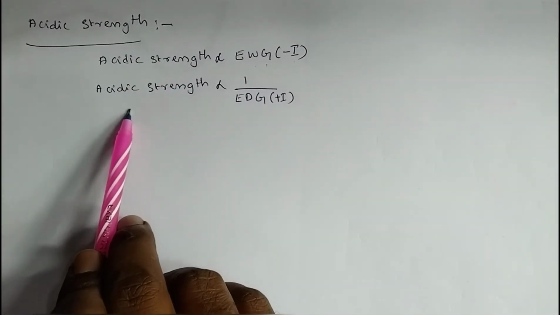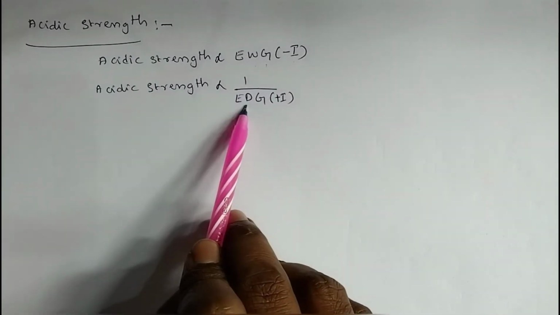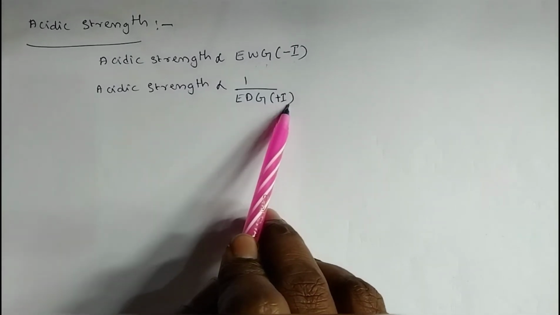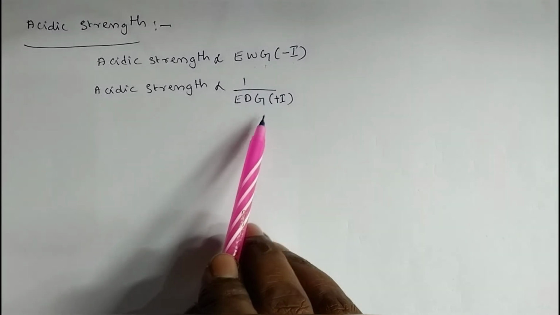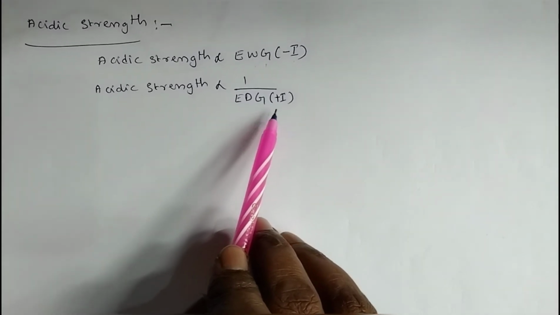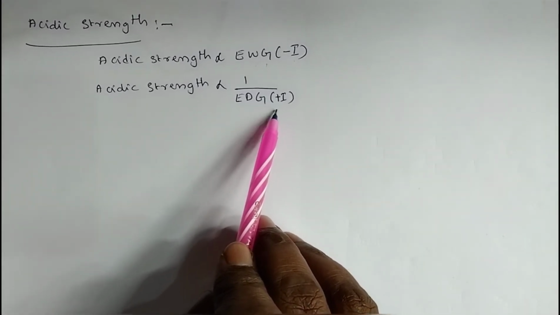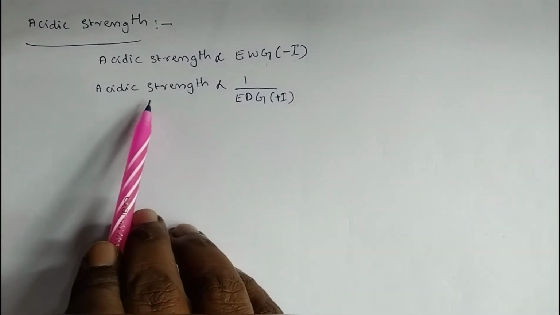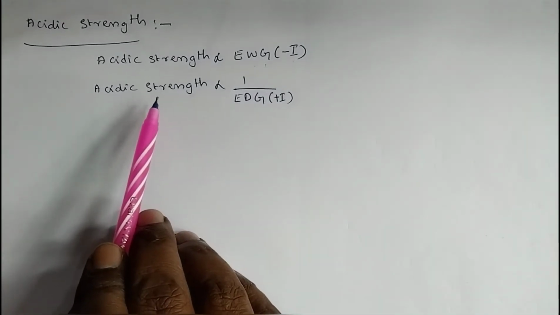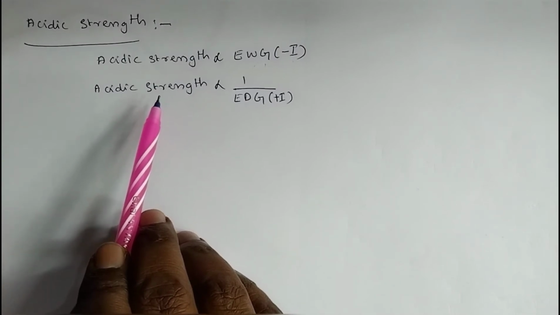In the second case, acidic strength is inversely proportional to electron donating groups or plus I effect. That means if electron donating groups or a positive inductive effect are there, then that group decreases the acidic strength of that particular compound. Okay, let us see with the example.